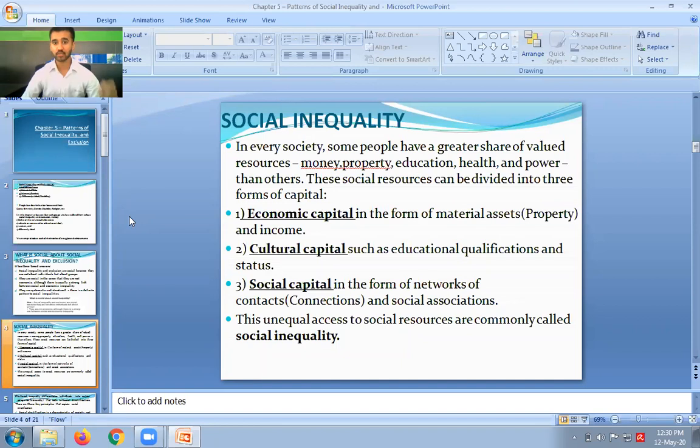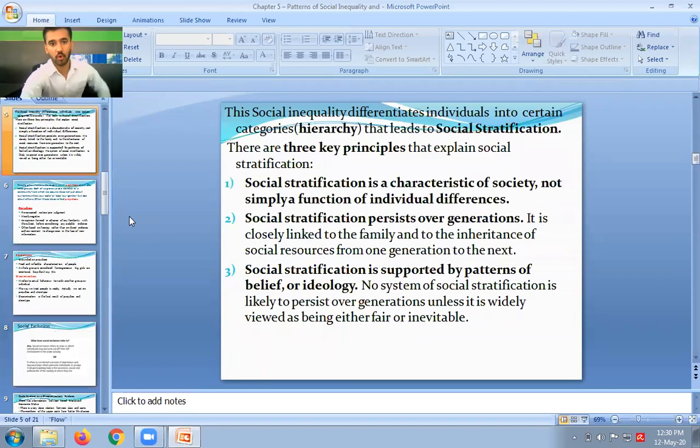So when we understand social inequality and the extent of access that people have regarding all these things, I'm sure you've understood this as well. Okay, so now let's move forward to the next slide. This social inequality differentiates individuals into certain categories. Now categories means hierarchy, right? Hierarchy means levels, right? Now this social inequality has produced what? This social inequality has produced categories.